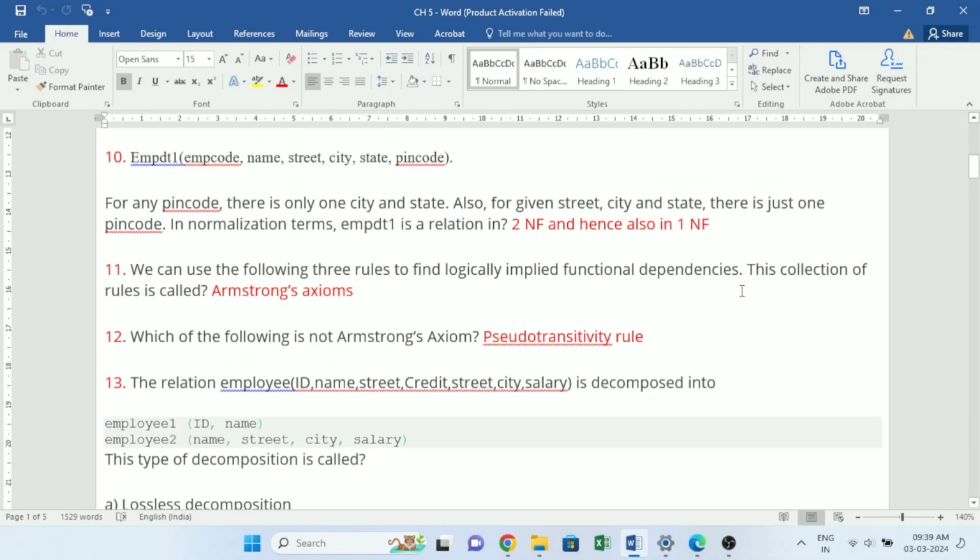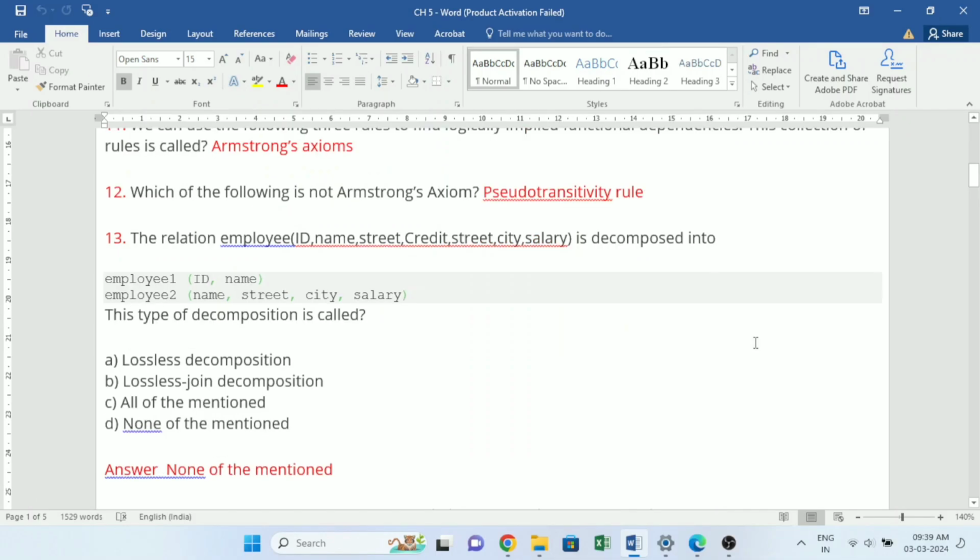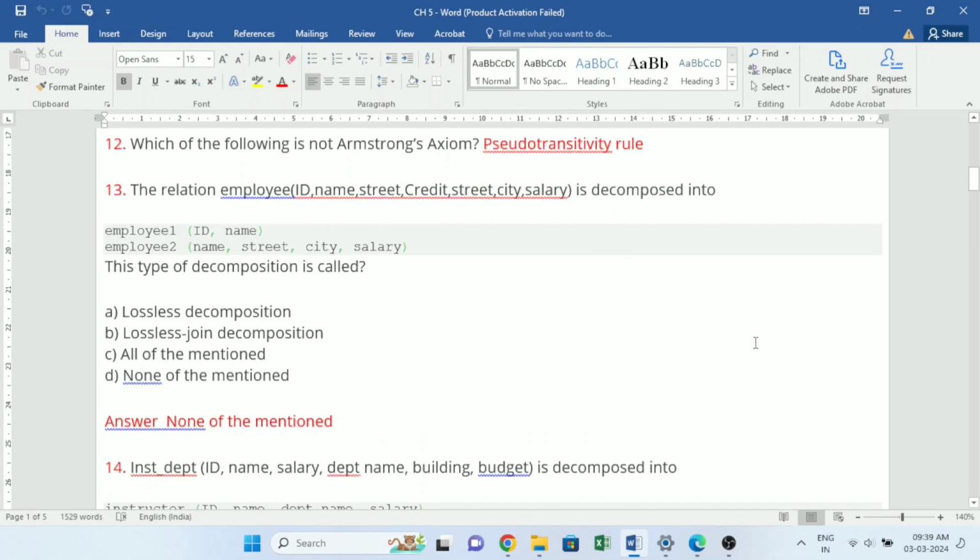11. We can use the following 3 rules to find logically implied functional dependencies. This collection of rules is called Armstrong's axioms. 12. Which of the following is not Armstrong's axiom? Pseudo-transitivity rule. 13. The relation employee, ID, name, street, credit, street, city, salary, is decomposed into employee 1, ID, name.